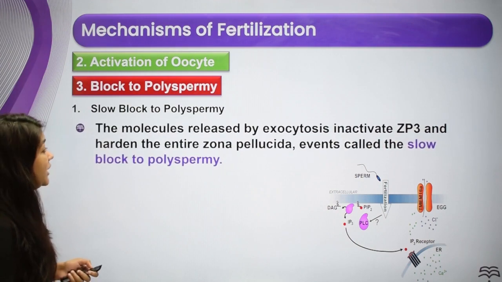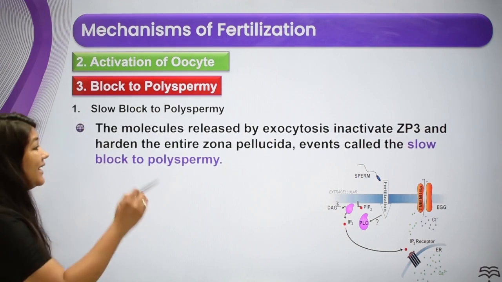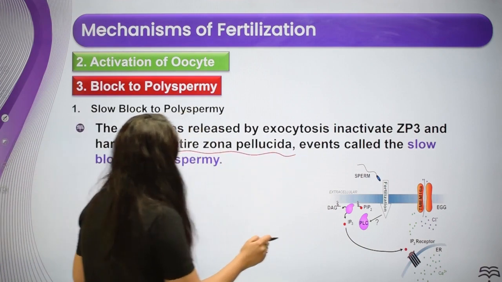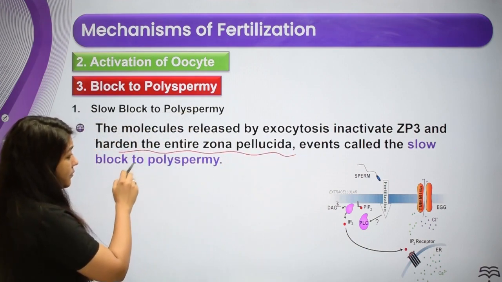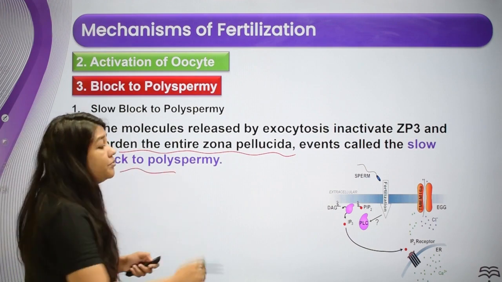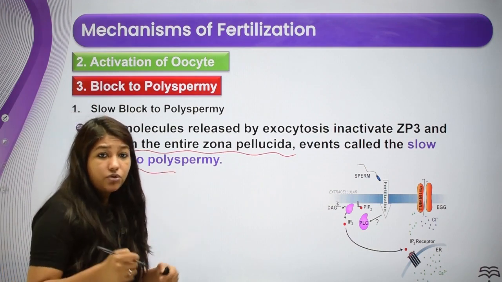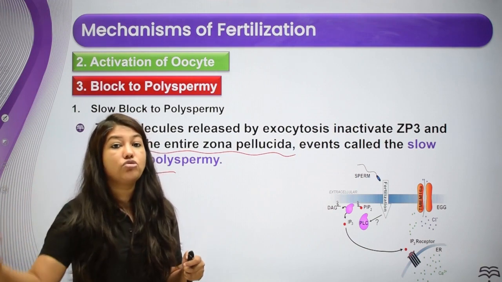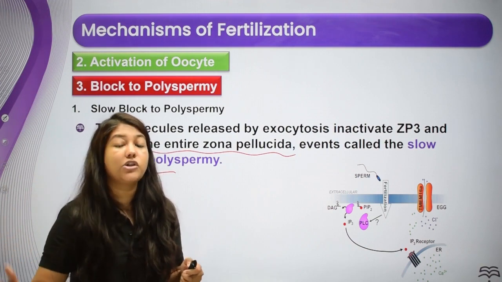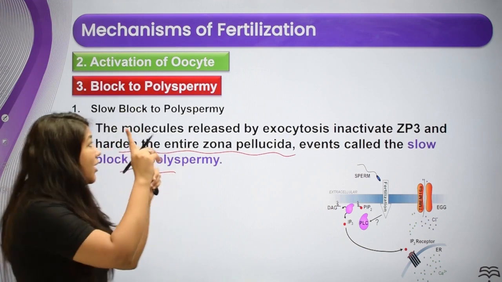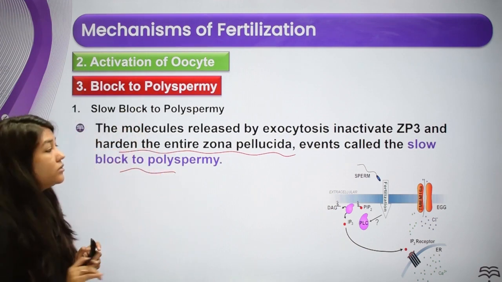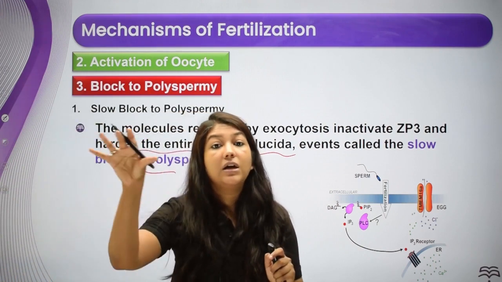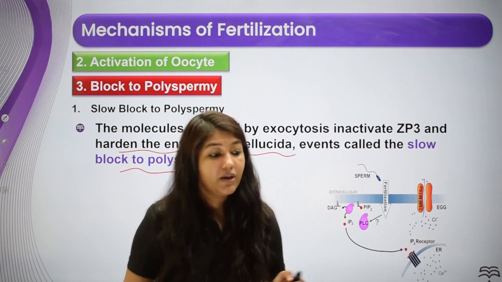All right, the molecules released by the exocytosis inactivate the ZP3 and harden the entire zona pellucida, events called the slow block to polyspermy. So all these things which have happened, all these things which are happening, are going to start the slow block of polyspermy. देखो, अभी हम लोगों ने fast block to the polyspermy देखा था, right? Fast block to the polyspermy में क्या चीज याद रखनी है? Depolarization याद रखना है, ठीक है?